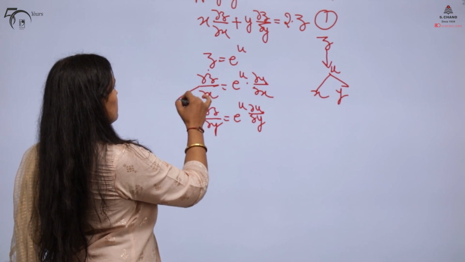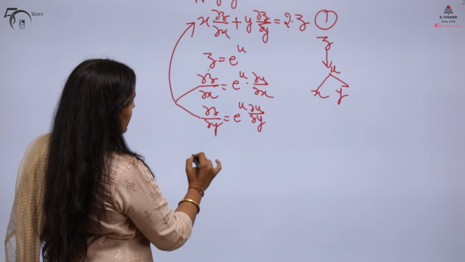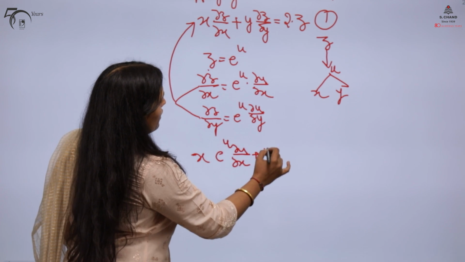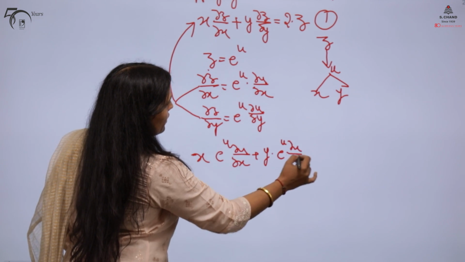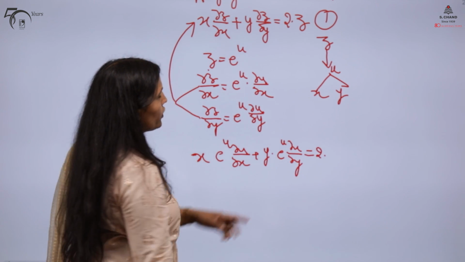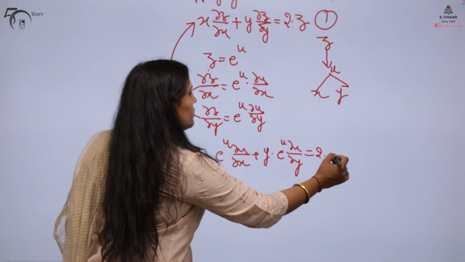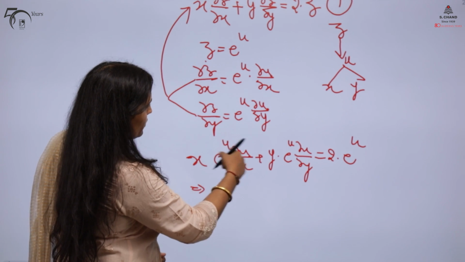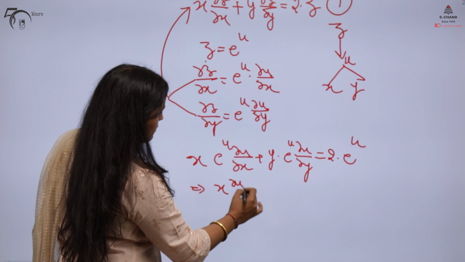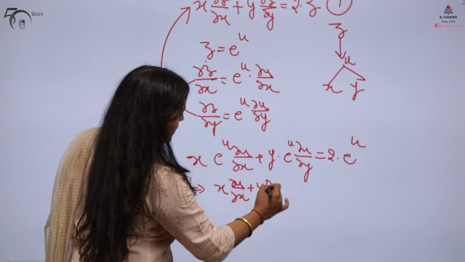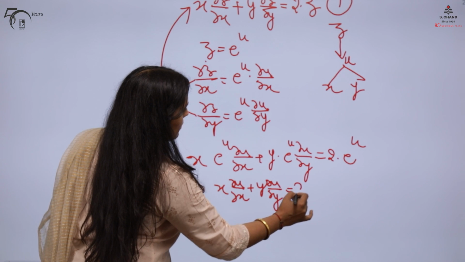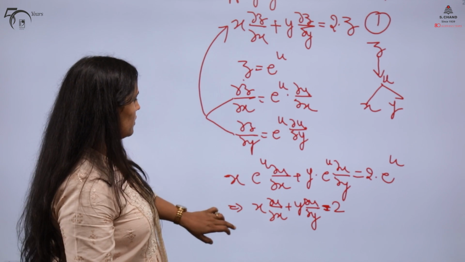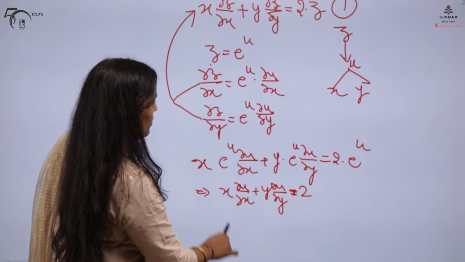Put these values in this expression, we will get x into e to the power u del u by del x plus y into e to the power u del u by del y equal to 2 into z. z is e to the power u. So finally, for the complete expression in u, simply remove this e to the power u from both sides. We can remove it because it is on both sides. So the final expression is this, and this you were supposed to prove or show. So this is done using Euler's theorem.